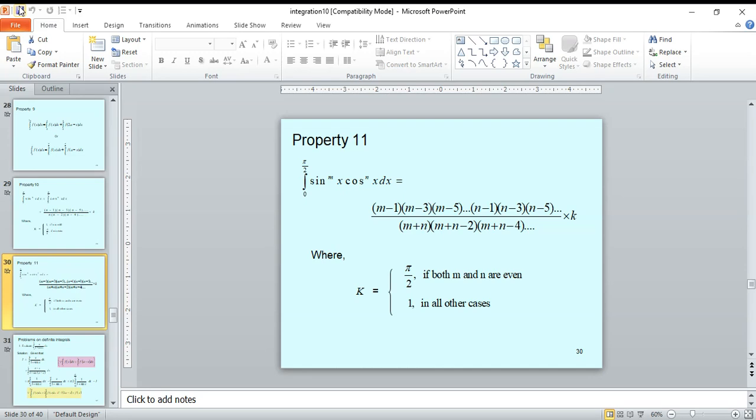Property 11. Integration 0 to pi by 2 sin power m x into cos power n x dx equals (m minus 1)(m minus 3)(m minus 5) and so on, into (n minus 1)(n minus 3)(n minus 5) and so on, divided by (m plus n)(m plus n minus 2)(m plus n minus 4) and so on, into k, where k equals pi by 2 if both m and n are even, and 1 in all other cases.